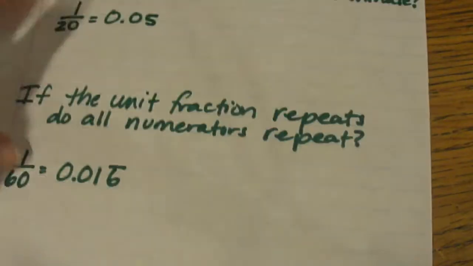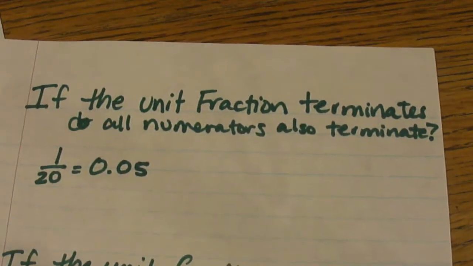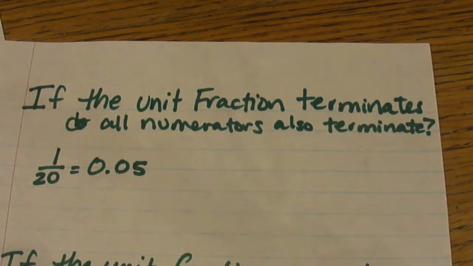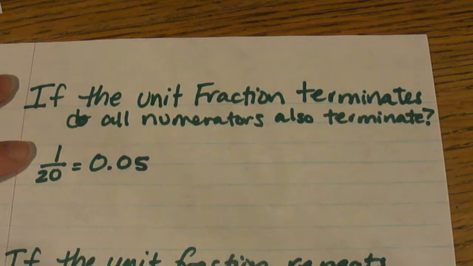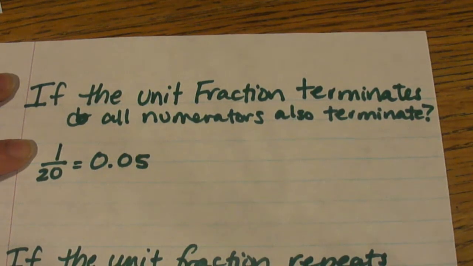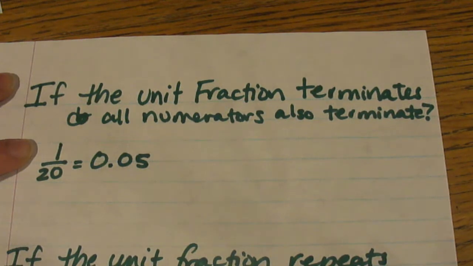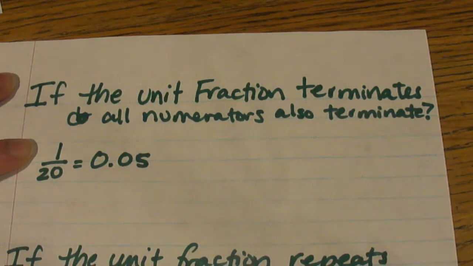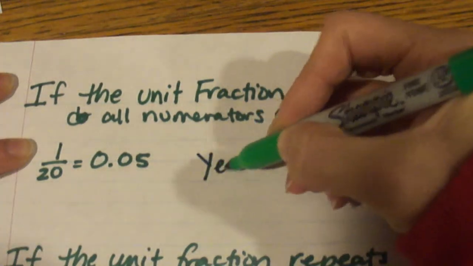Here's a question. If the unit fraction terminates, do all other numerators also terminate for that particular unit fraction? So for example, 1/20th is 0.05. Will all of the 20ths, 2/20ths, 3/20ths, 4/20ths, up to 19/20ths, also terminate? The answer to this question is yes.